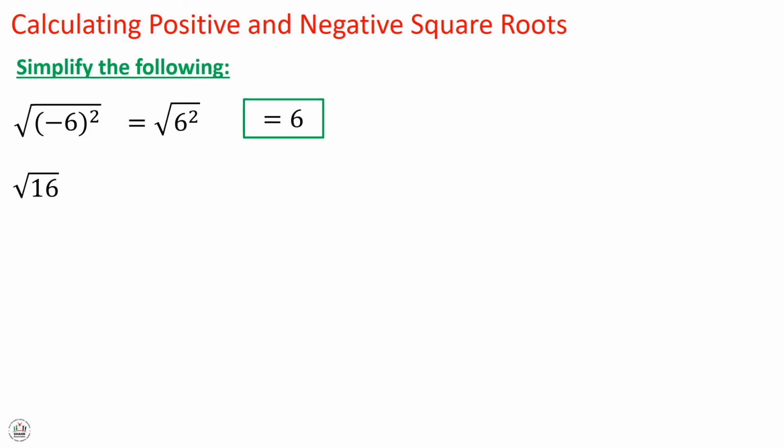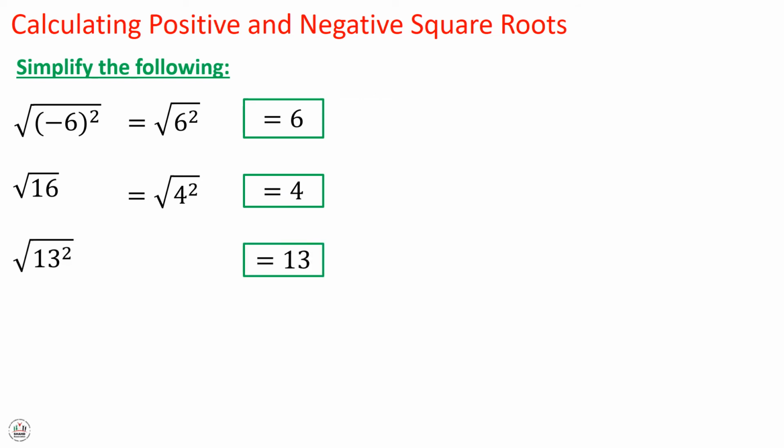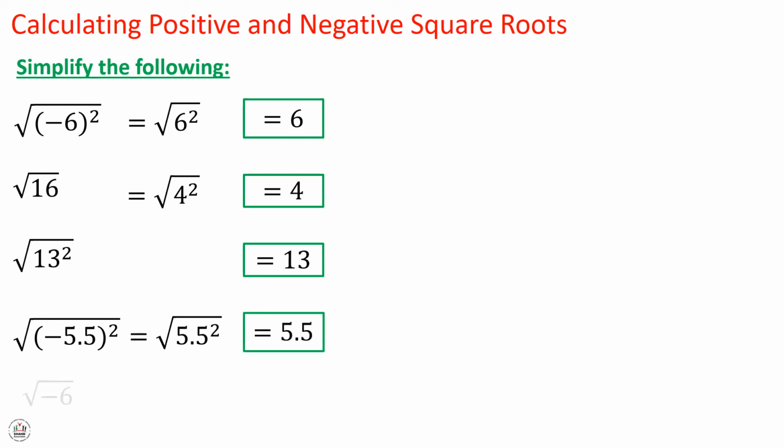√16 is equal to √(4²), or you can write it directly as 4. √(13²) is equal to 13. √((−5.5)²) equals √(5.5²). Again, the even power eliminates the minus sign. So √(5.5²) is equal to 5.5.